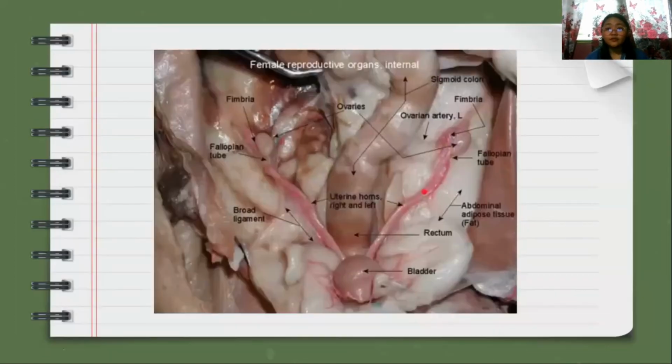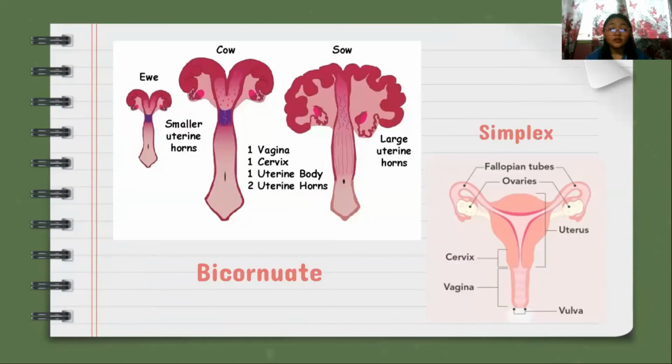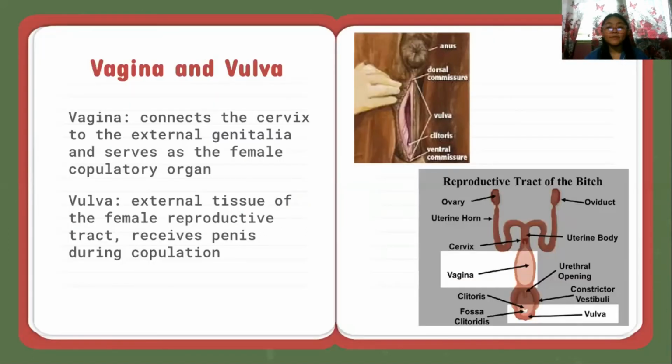Here we have the reproductive system of the bitch, or the female dog. As we can see here, the ovaries, the broad ligament, and the fallopian tube. These are examples of bicornuate uterus, the uterus of the ewe, the cow, and the sow. And we have the simplex uterus, which is of the woman. Next, we have the vagina and the vulva.